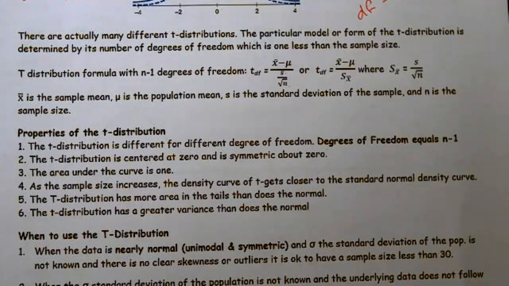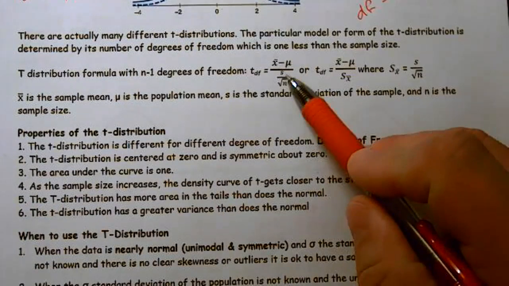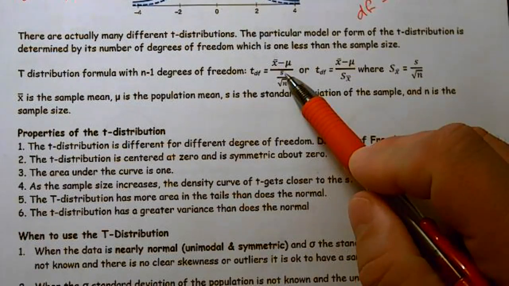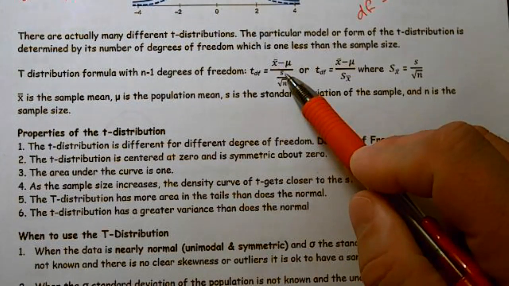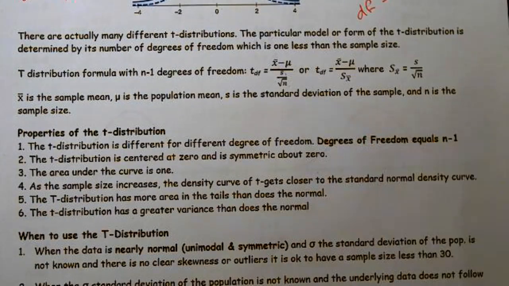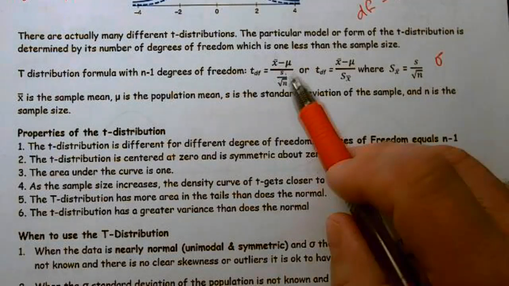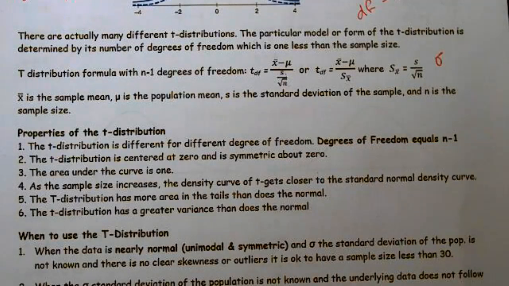So if we are using the standard deviation of the sample, we should always use t. And like I said, reality is we rarely ever know the actual population parameter. We rarely ever know this, so we usually have to use the standard deviation of the sample as an estimate.